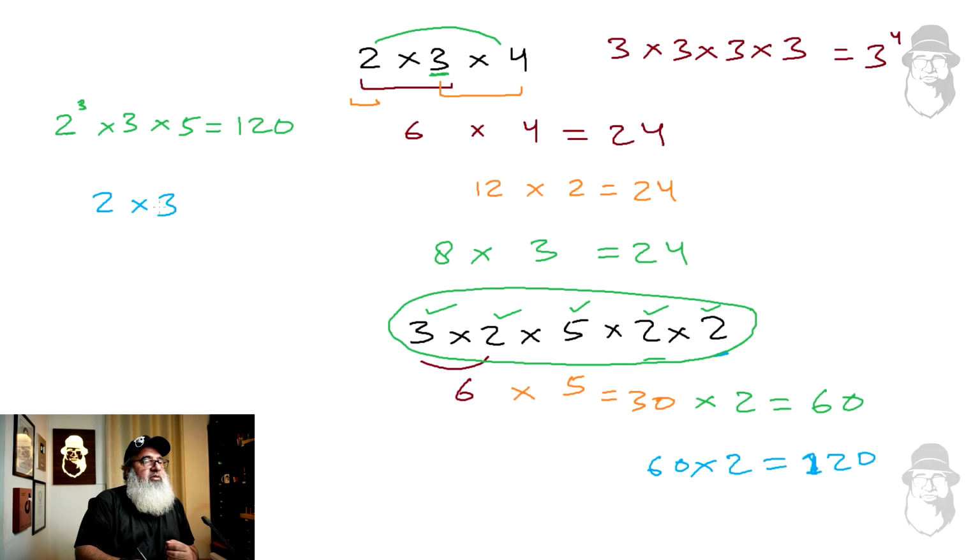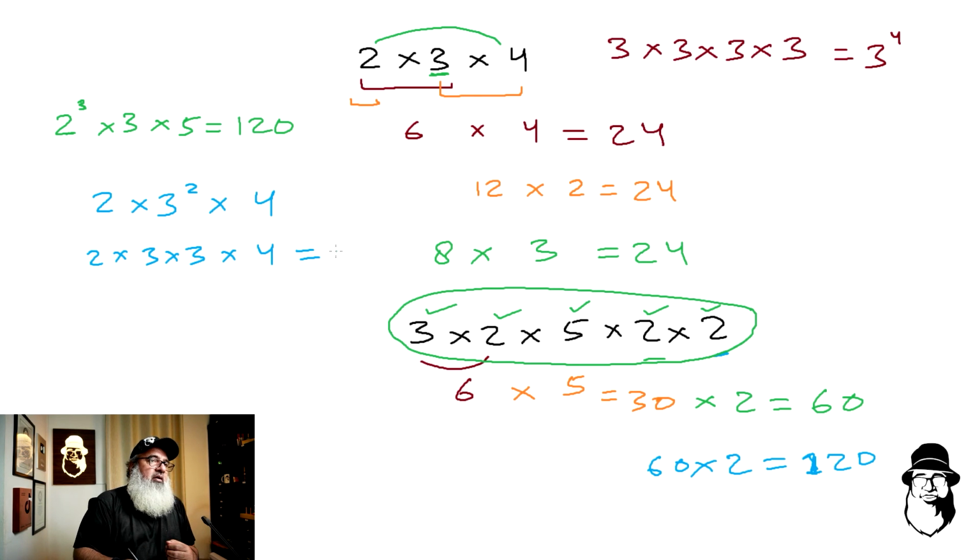So let's say we have 2 times 3 squared times 4. So this means 2 times 3 times 3 times 4, that is 72. But we can write it like this, just this thing I want to tell you.